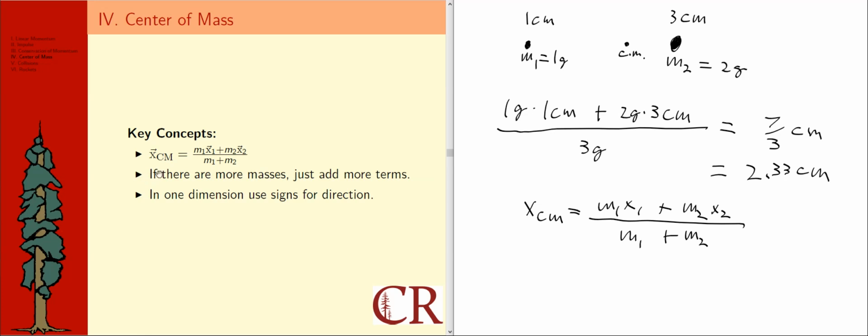Maybe I skipped over the second point in the key concepts, which is: what if it's more than 2 masses? Well, you just keep adding more terms, top and bottom. If you had 3 masses, you would add all 3 of those masses' positions weighted by their mass, and then still divide by the sum of all three of those masses.